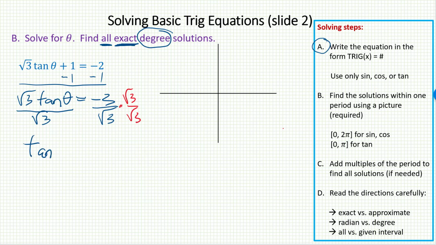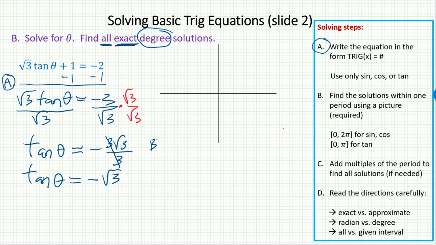I'm going to end up with tangent theta equals, obviously a negative. Let's see, I'll get 3 root 3 on the top, and then root 3 times root 3 is 3. And then the 3's cancel, and this looks much more familiar to me. So I'm getting tangent theta equals negative root 3. I've finished step A. One trig function, one variable, an equal sign, and a number.